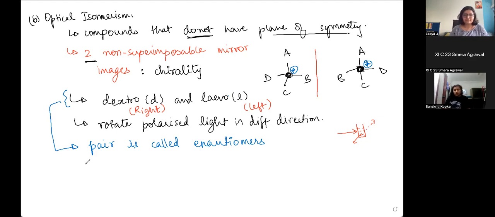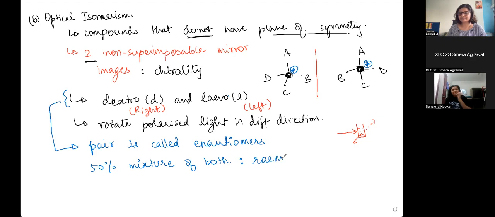And of course, a 50-50 mixture of both. Do you remember what it is called? If you take 50% of one and 50% of the other, what is it called? Racemic mixture. Okay, so these are all the concepts and terms related to it. Let me know when you've finished noting all these down, and then we'll move on to specific cases and examples.